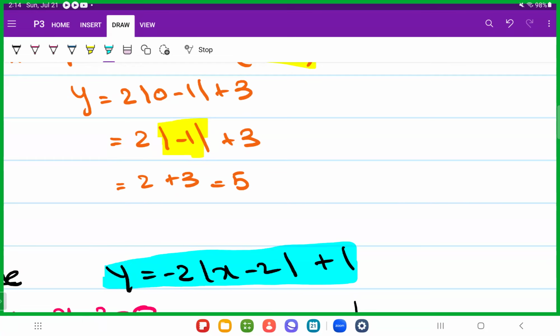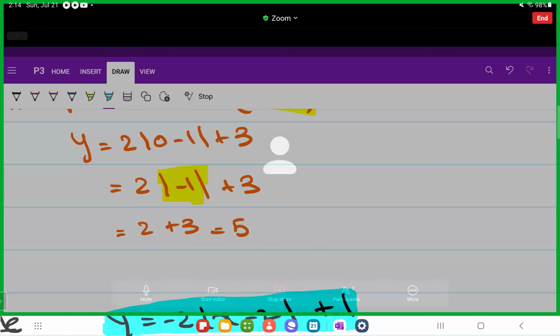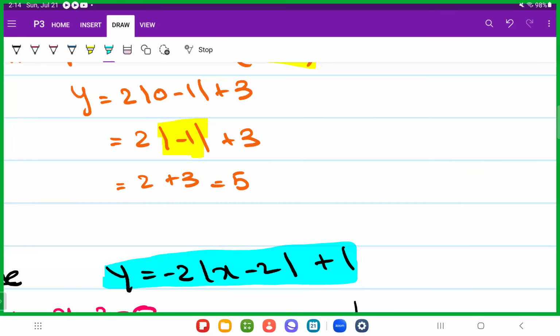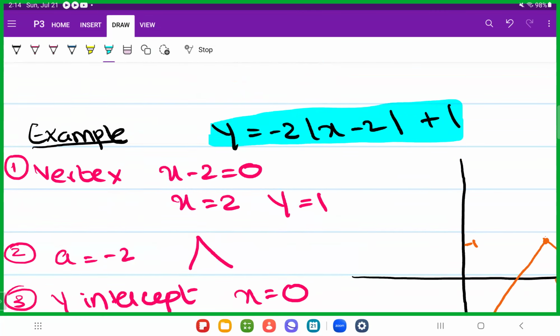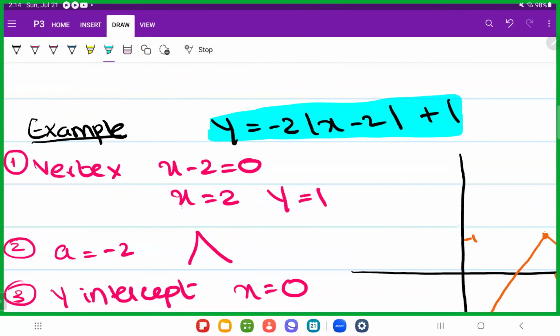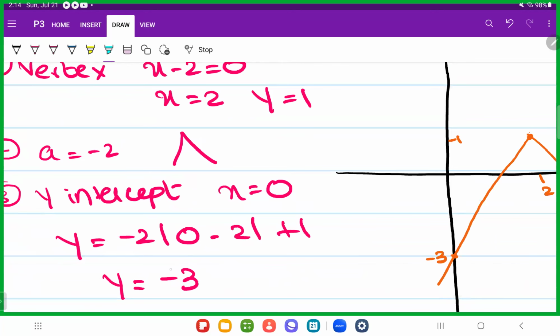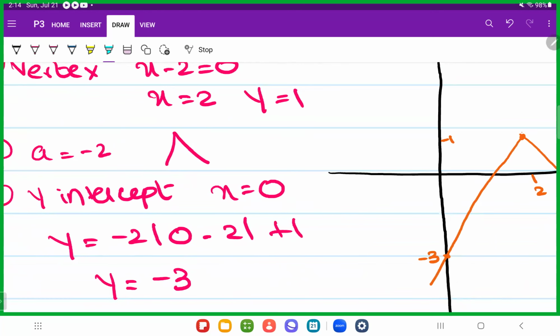Will this graph be in the negative quadrant? There's a negative, which means it would be a downward-facing V curve. First of all, we look at the vertex, which is x minus 2 equal to 0, so x is 2 and y is 1, right? A is negative, so this would be the shape of the curve. For the y-intercept, when x is 0, you work out the value of y, and then you plot it.